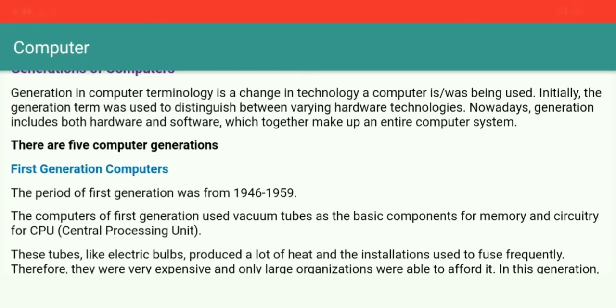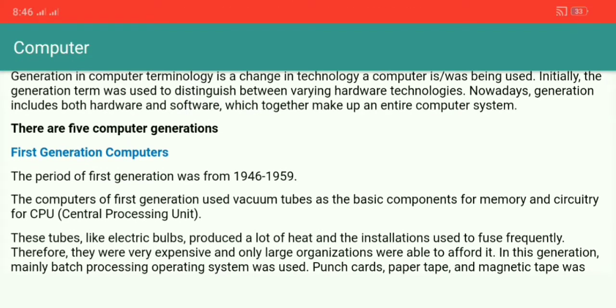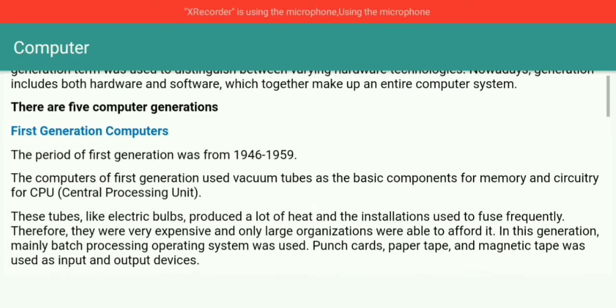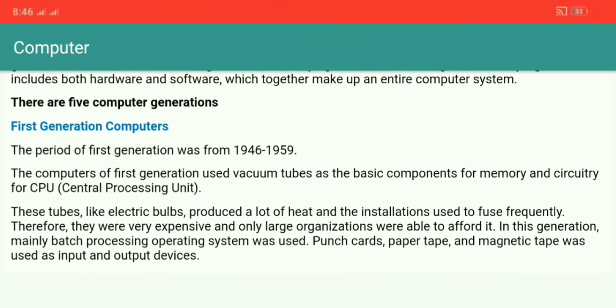First generation computers. The period of first generation was from 1946 to 1959. The computers of first generation used vacuum tubes as the basic components for memory and circuitry for the CPU or Central Processing Unit. These tubes, like electric bulbs, produced a lot of heat and the installation used to fuse frequently. Therefore, they were very expensive and only large organizations were able to afford them.